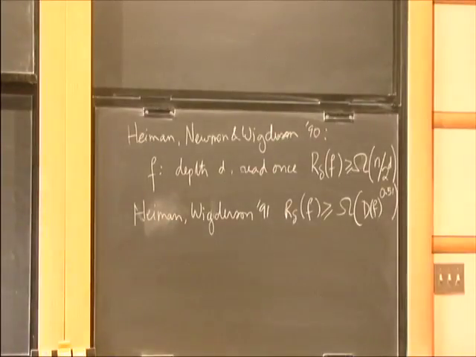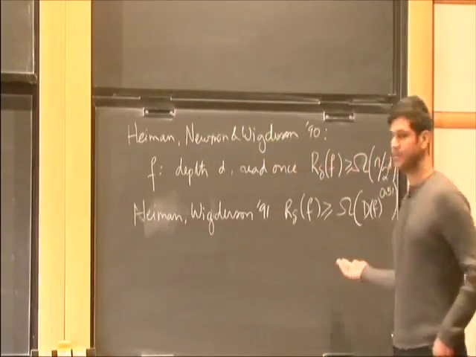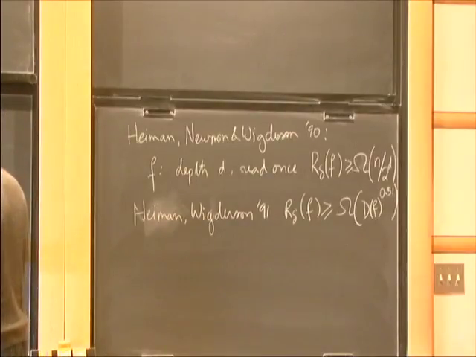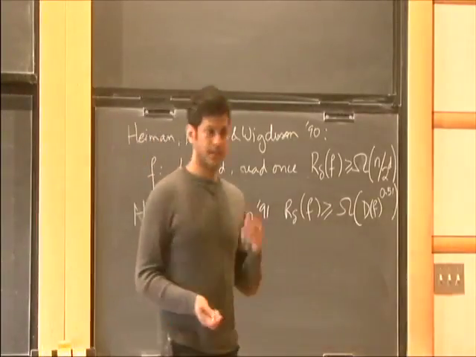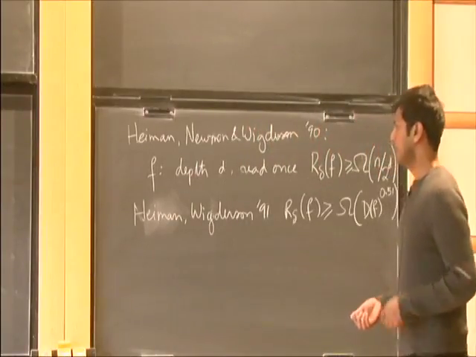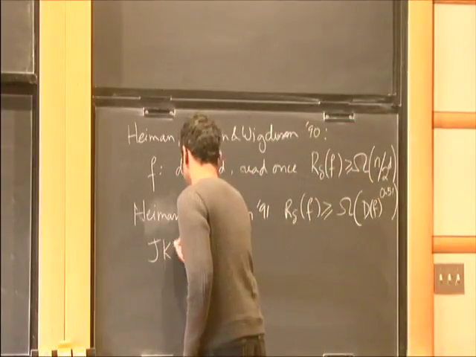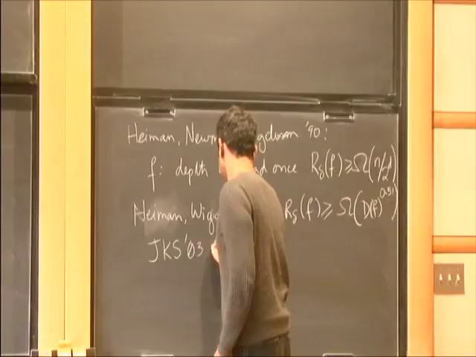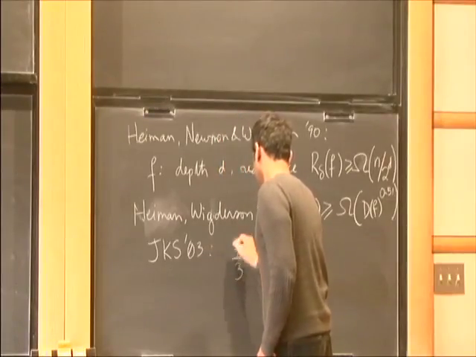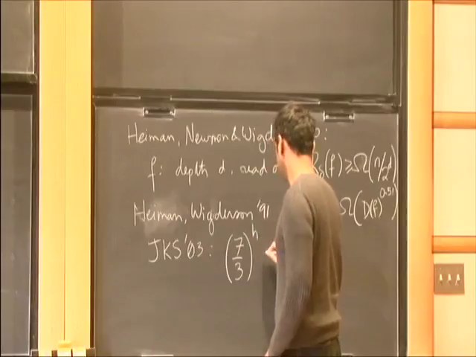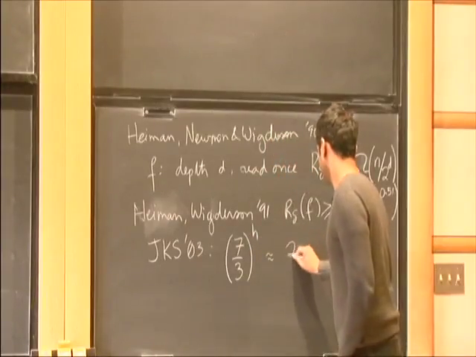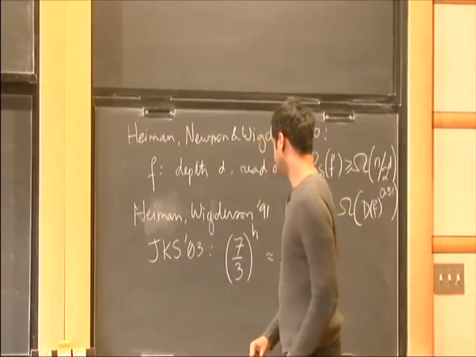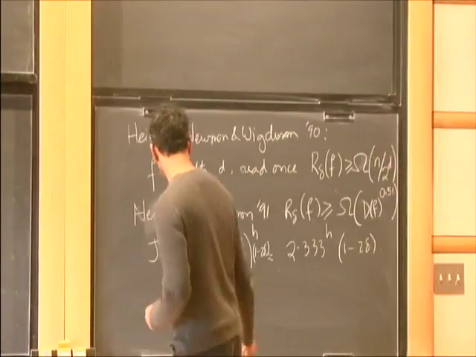And then there was a complete roadblock until the work of Jayram, Kumar, and Sivakumar, and this is from 2003, where they came up with a very elegant lower bound method that gave a lower bound that came quite close to this. And went something like 7/3 to the h. So this is 2.333 to the h. Right? Regarding earlier too, isn't it obvious that 2 to the h should be a lower bound?